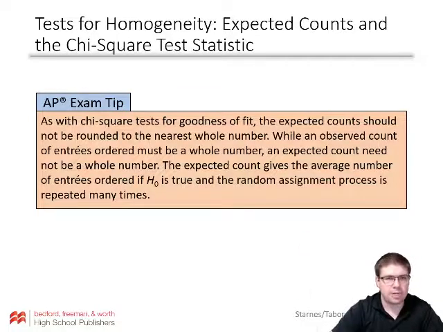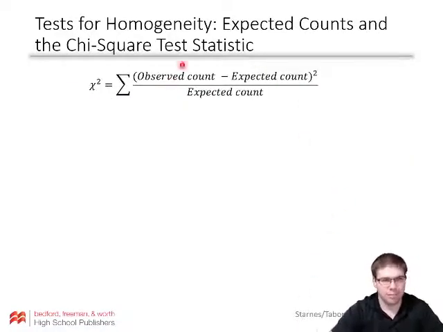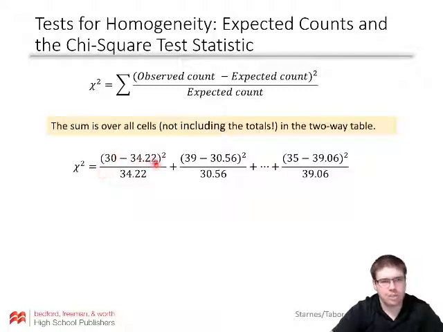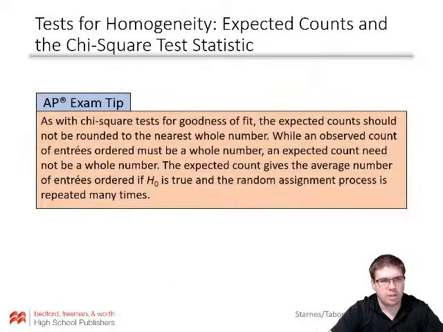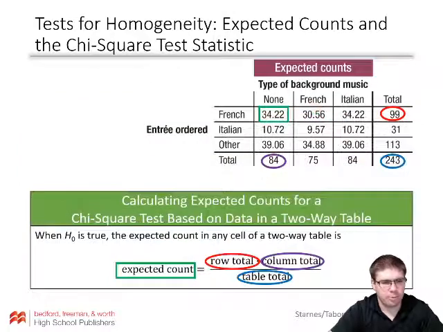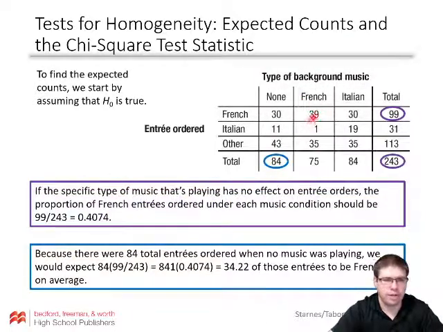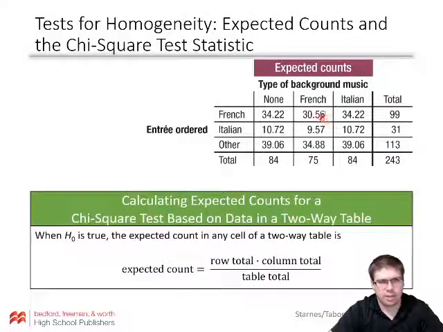So then we get our chi-square test statistic. The good news is this is the exact same thing. Observed minus expected squared over expected. You just have to do it for multiple rows and columns now. So the sum is over all cells, not including the totals, so the actual data in the two-way table. And so in that example, we would have had 30 minus 34.22 squared over 34.22. And then the next category, we had 39. I'll go back and show you where we were at. So that's where our expected was 30.56, but our original data was 39. So there's 39 minus the 30.56, and so on.